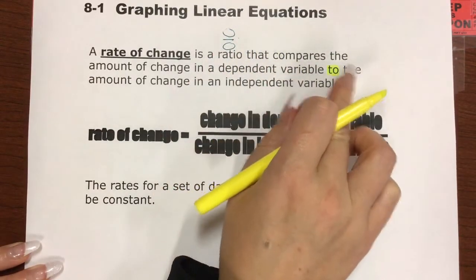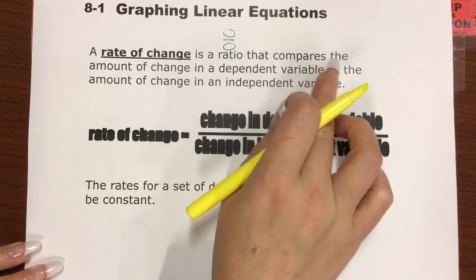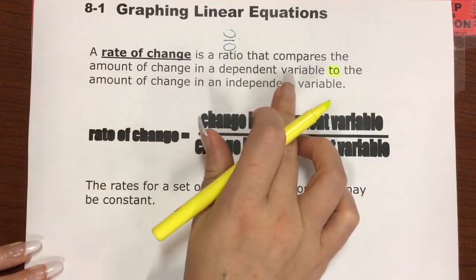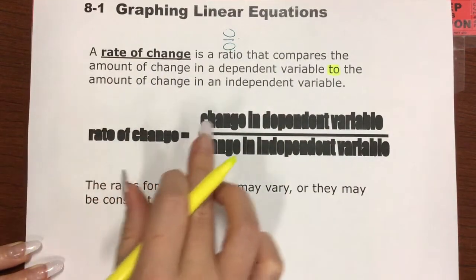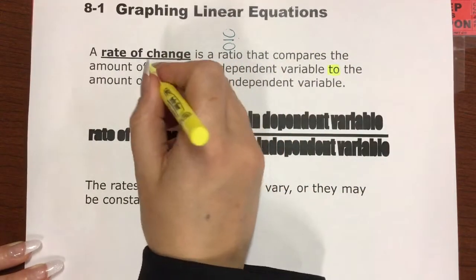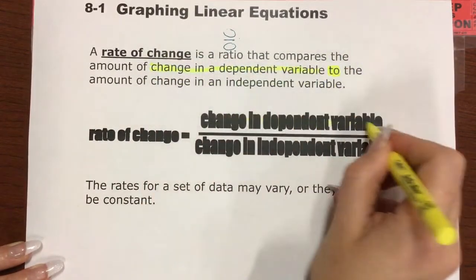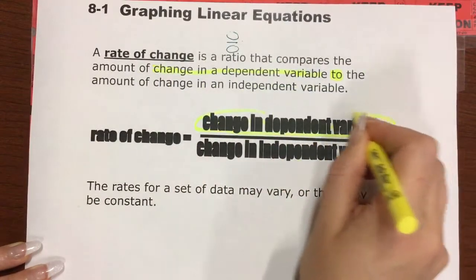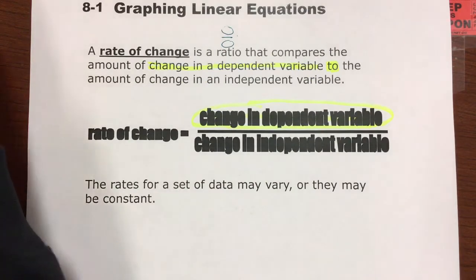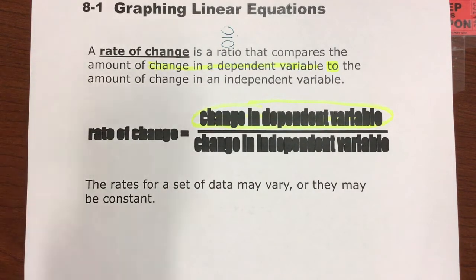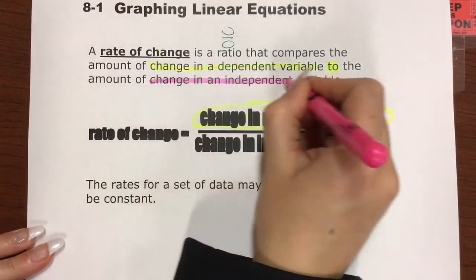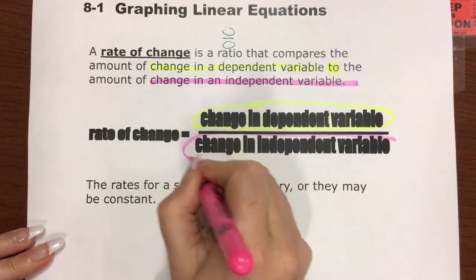So a ratio that compares, after the word compares, that tells you what goes on the top part of the fraction. So the amount of change in a dependent variable, that's why we have rate of change equals, it's a fraction, right? Change in the dependent variable. That is the top part of the fraction, and that is right here, this bit right there. When you see the word "to," that's about to tell you what goes on the bottom part of the fraction, and it says it compares to the amount of change in the independent variable, which is this right here.